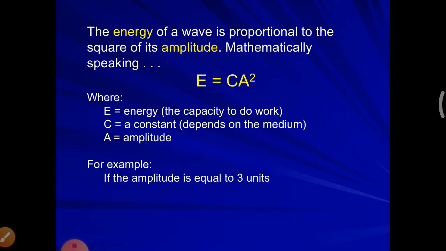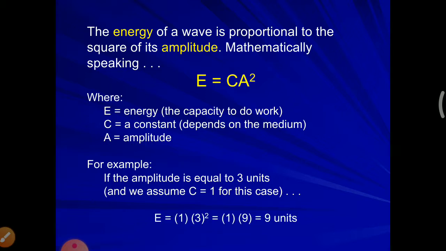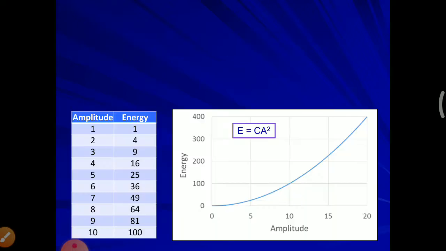For example, if the amplitude is equal to 3 units, we assume C equals 1. So I can substitute E equals 1 times 3 squared. 3 squared means 9. So 1 into 9 equals 9 units. So the energy of the given wave is 9 units.